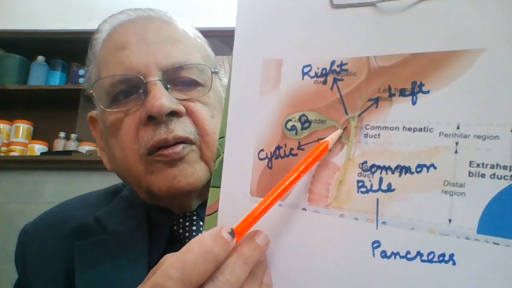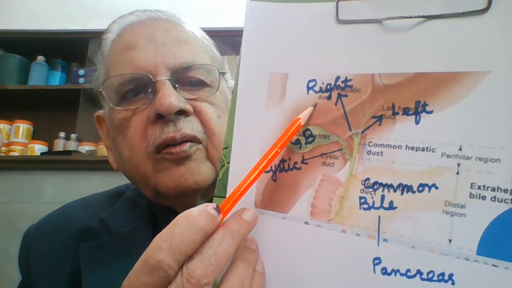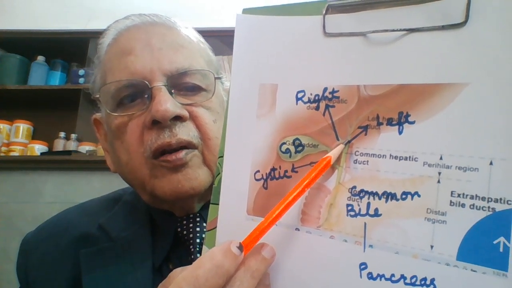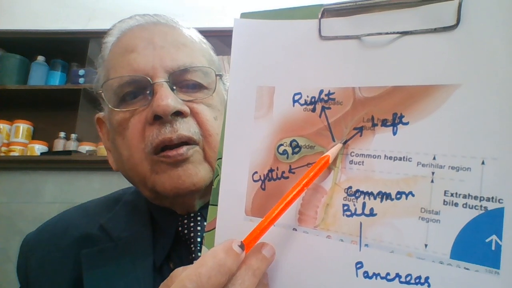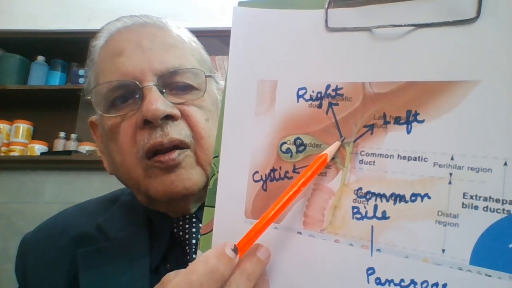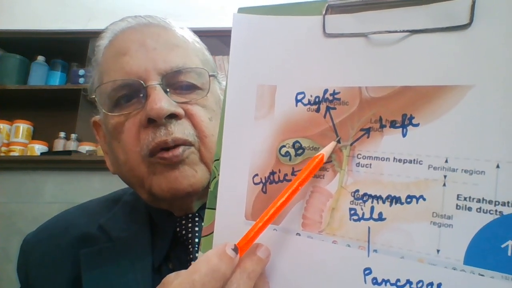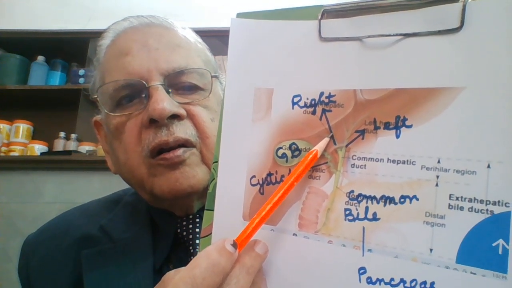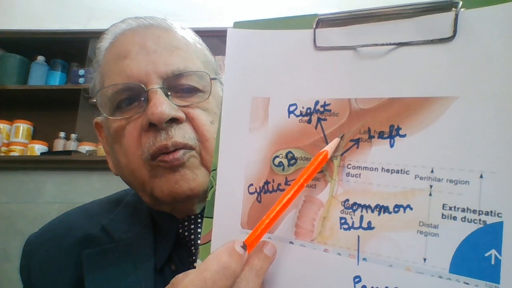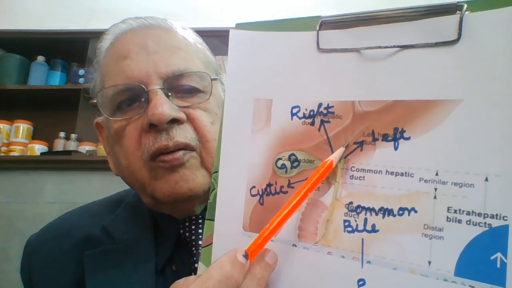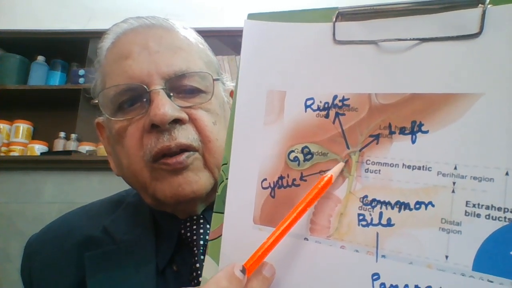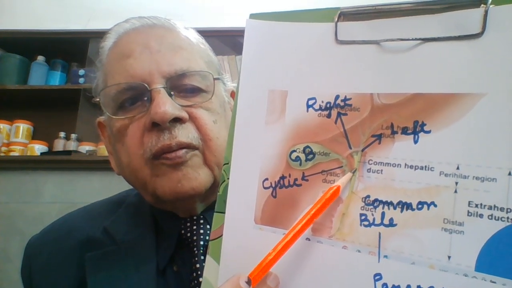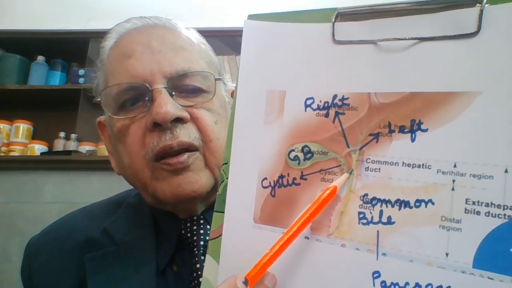This is the right hepatic duct. This is the left hepatic duct. Hepatic, for those who are not doctors, these are the two tubes coming from the liver. One on the right side is called the right hepatic duct. The other tube coming from the left side of the liver is called the left hepatic duct. Both joined together form the common hepatic duct. It becomes a common tube.